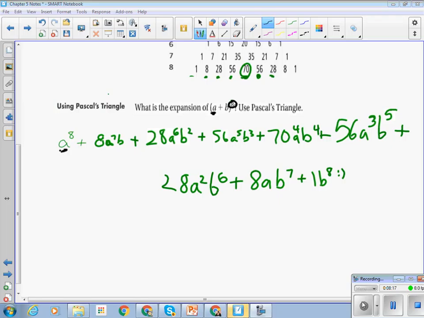Then you're going to decrease a, so it went from 8, 7, 6, 5, 4, 3, 2, 1, and then non-existent. And then b goes from no b, b to the 1, b squared, cubed, 4th, 5th power, 6th power, 7th power, and 8th power.